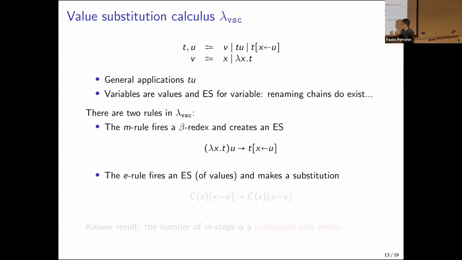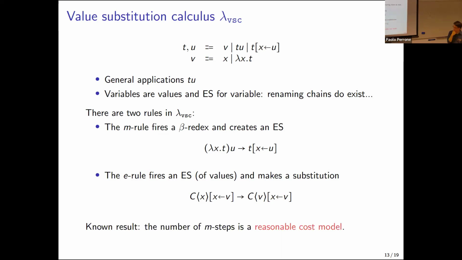And so here, the rule that does substitutions is the one that considers this condition here. So the E rule fires an explicit substitution of values and actually makes a substitution here. So you have essentially these two rules. I mean, they're not exactly in this form, but these are some instances of the rules. And then the result is that the number of M steps here is a reasonable cost model. So it means that the number of M steps is a good measure for the complexity of implementations.